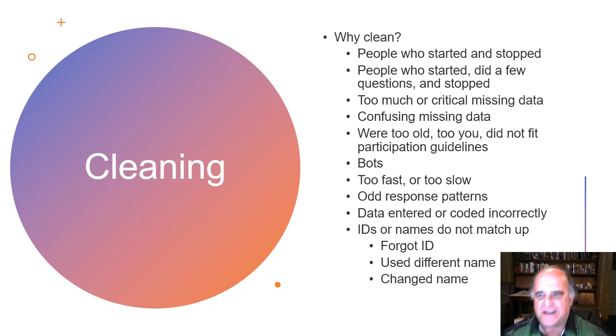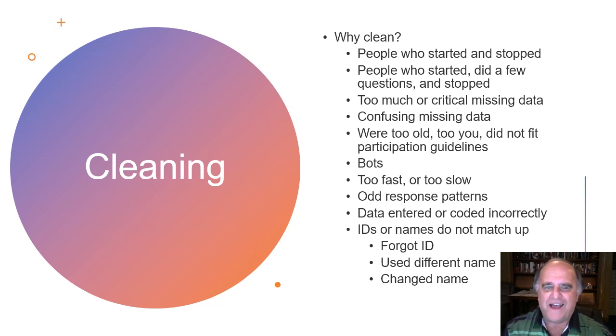People who started, did a few questions and then stopped. So maybe they did part 1 and then they stopped because they got tired of it. There's people who might have too much or very critical missing data. There's people who might have confusing missing data that doesn't really make sense. There's people who are maybe too young, who did not fit your participation guidelines. There could be other things, of course.